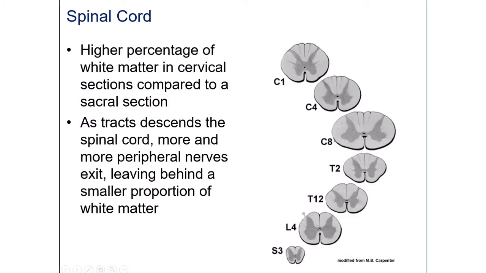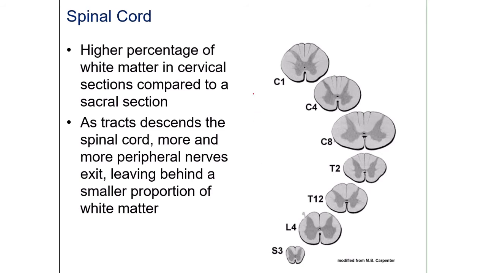Now, if I give you a cross section, a transverse section of a spinal cord, you should be able to tell where it is from. Remember there are the cervical section, C1 to C8, the thoracic section, T1 to T12, the lumbar section, and the sacral section. Typically, as you go down the spinal cord, the percentage of white matter is going to decrease. You can see all the way down at the sacral region, at the lower back, there is a very, very small percentage of white matter.